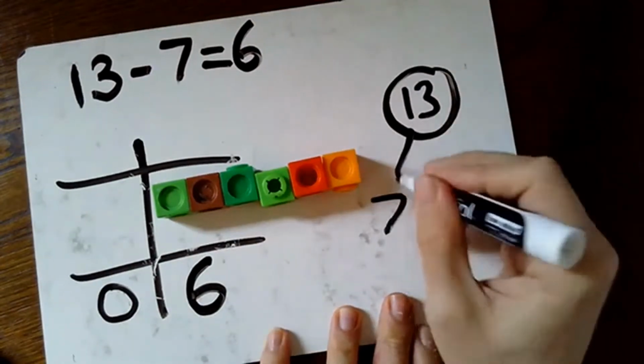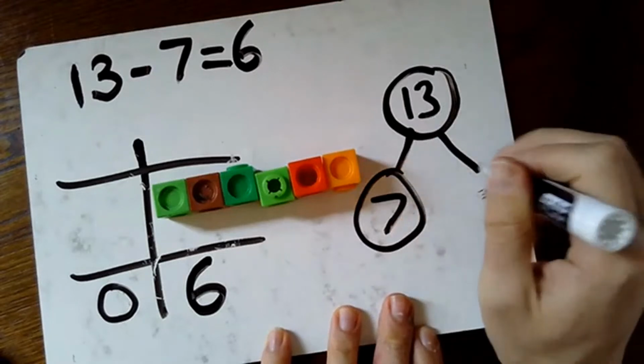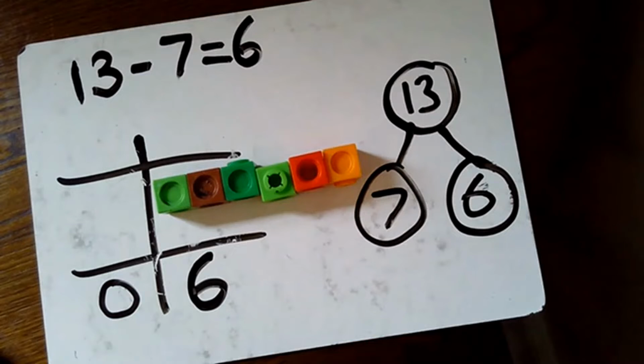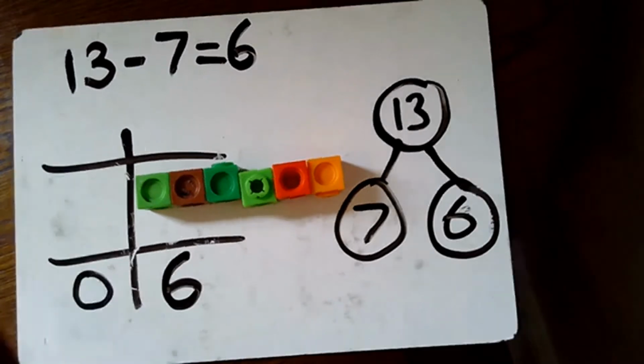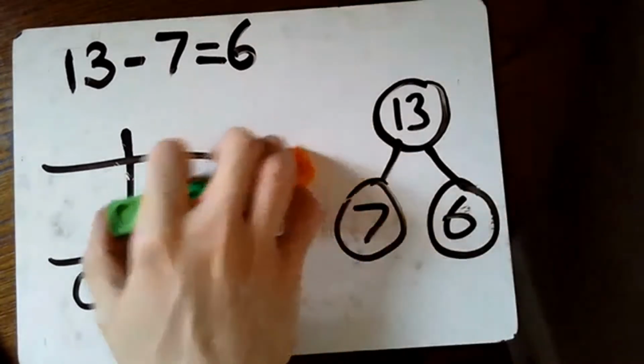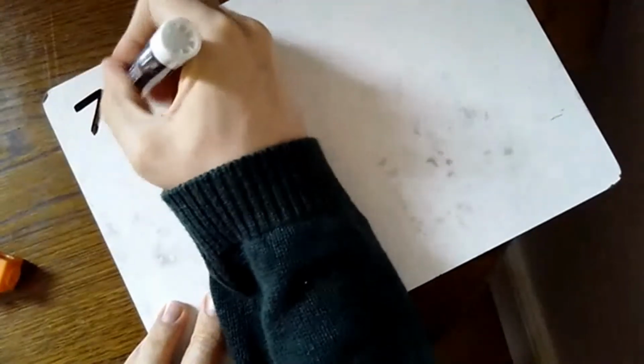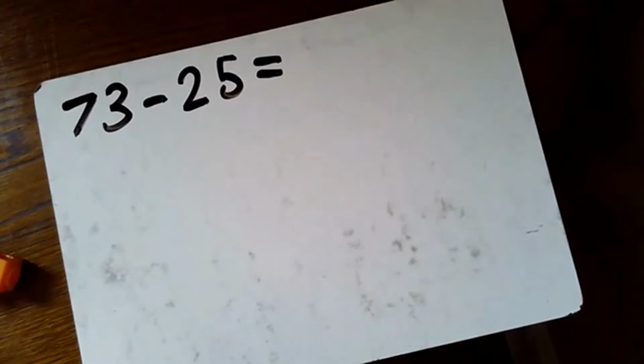I subtracted 7. And my other part, the part I was finding, was 6. There we go. Let me now do one without the cubes and do it pictorially, where I just draw it. But I'm going to need your help. Let's do 73 subtract 25. Bigger numbers now. 73 subtract 25.